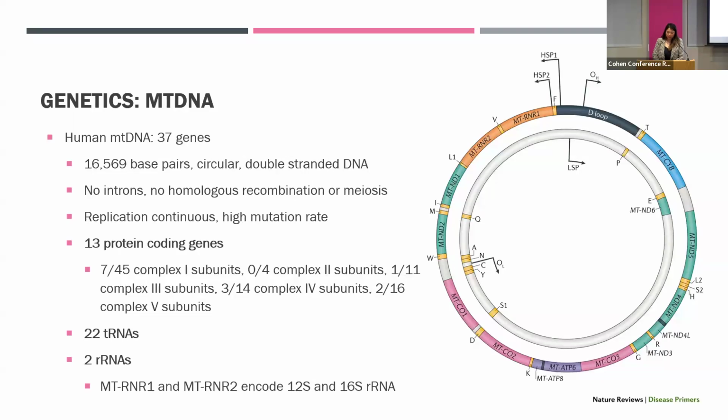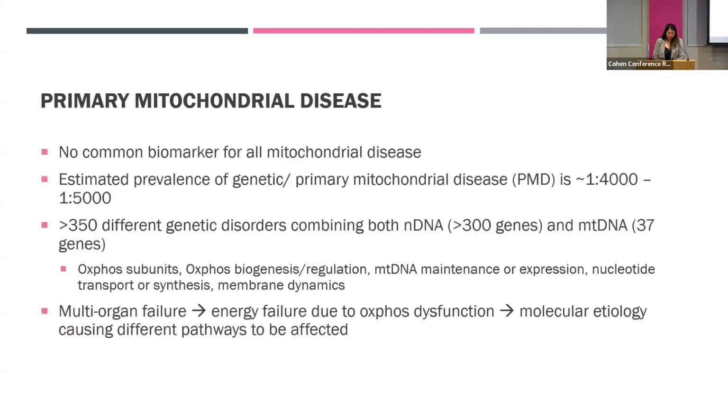So this is the ancient bacterial DNA. It's circular, 37 genes, 16,569 base pairs. It is a double-stranded DNA. There are no introns, no homologous recombination or meiosis for mtDNA. It does replicate on its own, has a high mutation rate. The way it edits itself is not as elegant as the nuclear DNA, so it does make mistakes. It has 13 protein encoding genes, 22 tRNAs, 2 rRNAs.